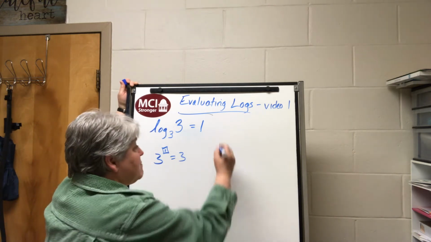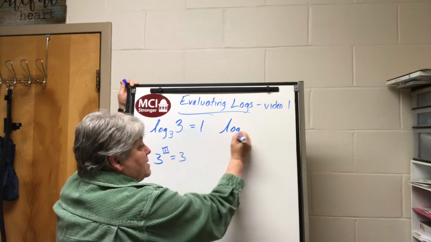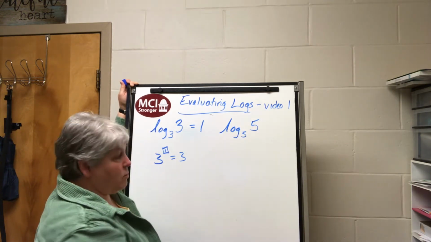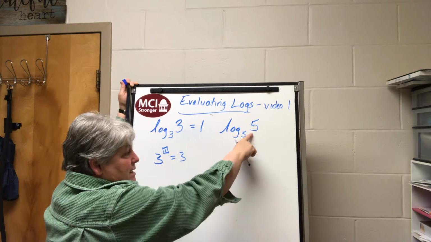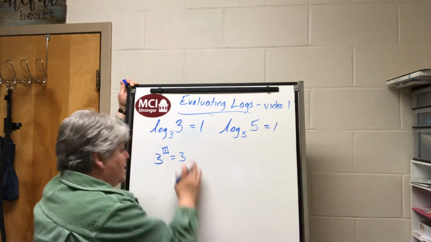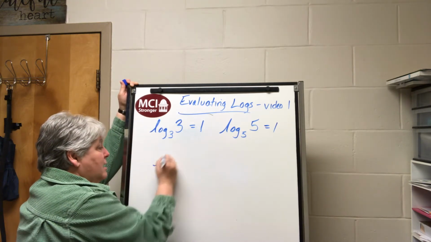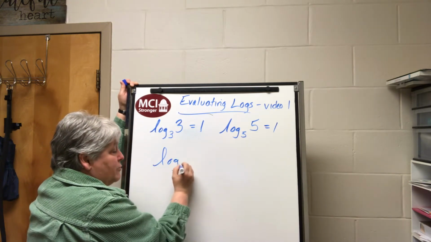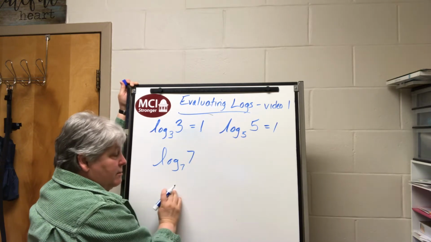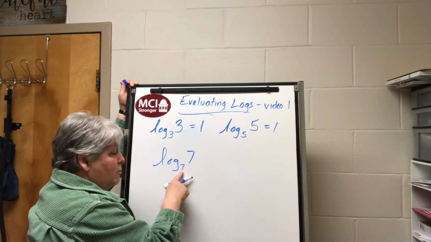Okay, now over here, if I said log to base 5 of 5, that would equal, well, what power do I raise 5 to get 5? The first power. And in fact, would it matter what number I put here, so long as the same number I put right here? 7 to what power gives me 7?